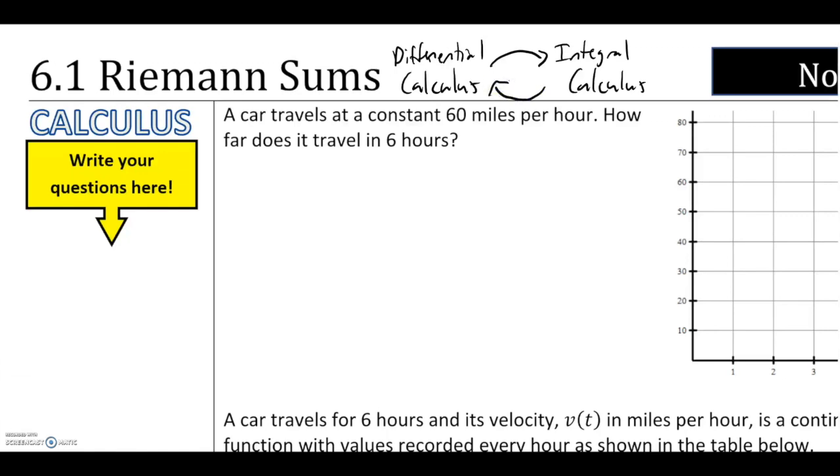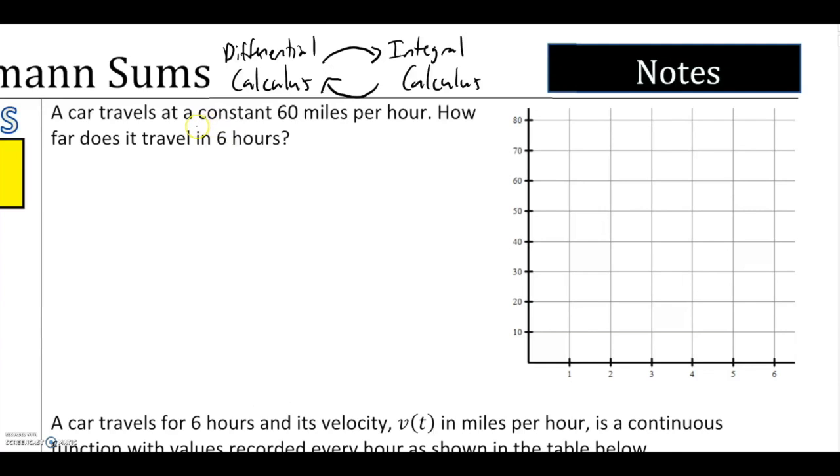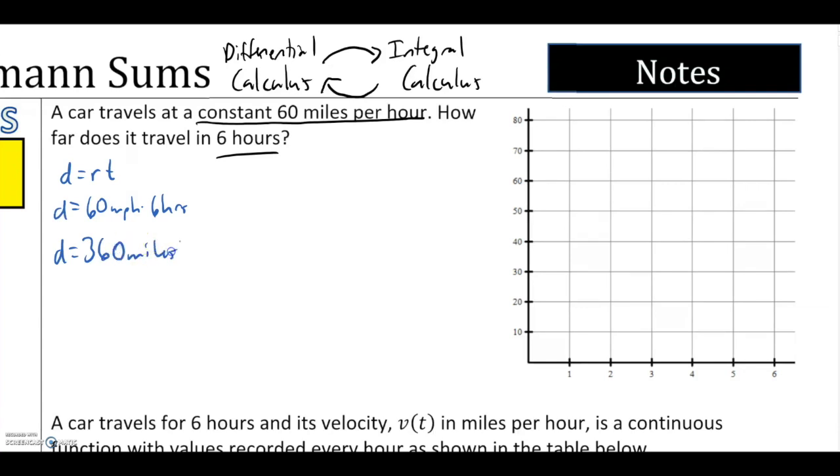So let's start off with an example. A car travels at a constant 60 miles per hour, and we want to know how far it travels in 6 hours. That's not a very tricky problem on its own. If we think of the old distance equals rate times time, our distance would equal our 60 miles per hour times those 6 hours, and we would get a distance of 360 miles.